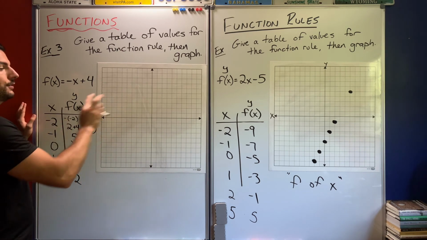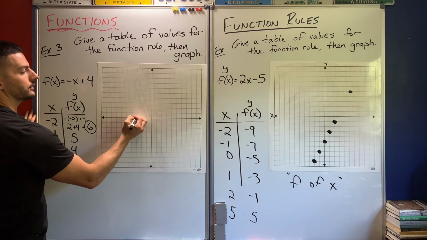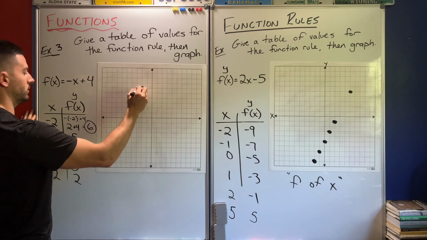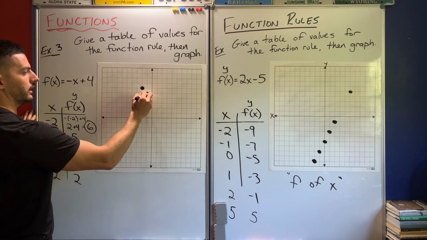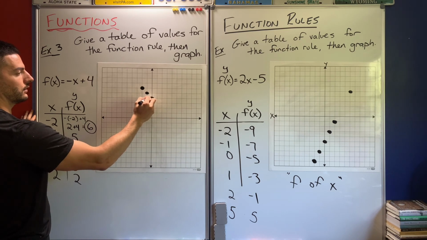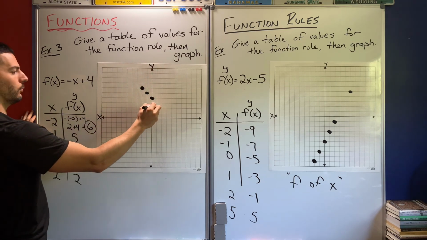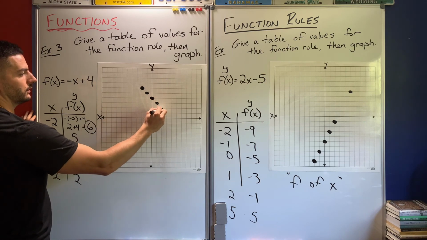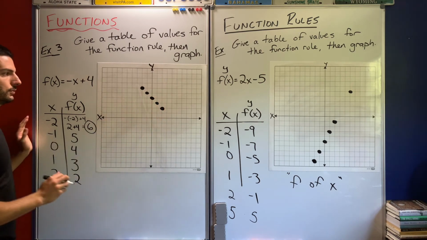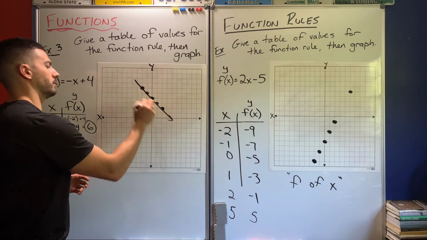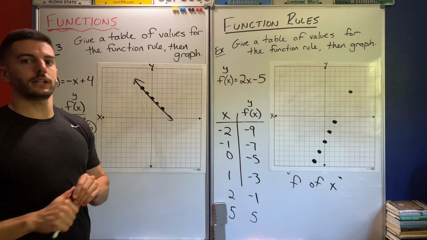So once I fill in the table, then I graph them, okay? And so (-2, 6) is right here. (-1, 5), (0, 4). I erased those, sorry. (1, 3), and (2, 2). Okay, in a straight line, right? Straight line, that's how you know you did it right. There you go. Okay, so that's all I'm going to do in this one.